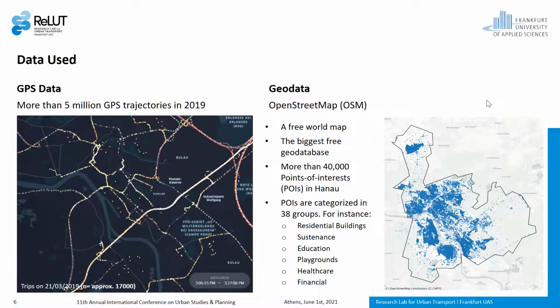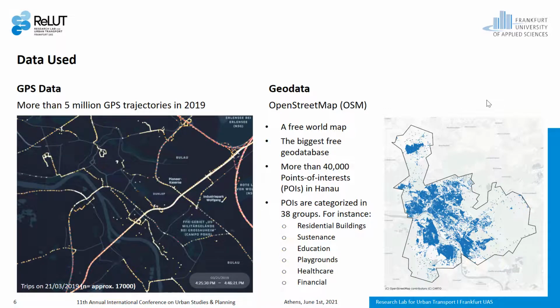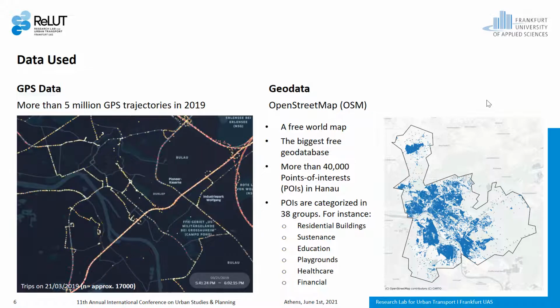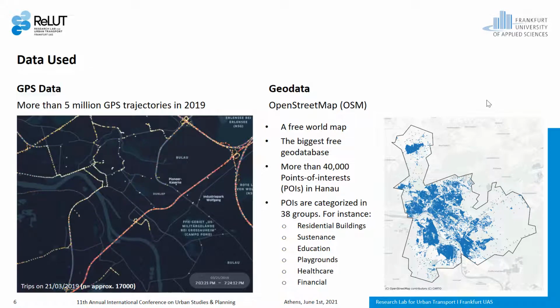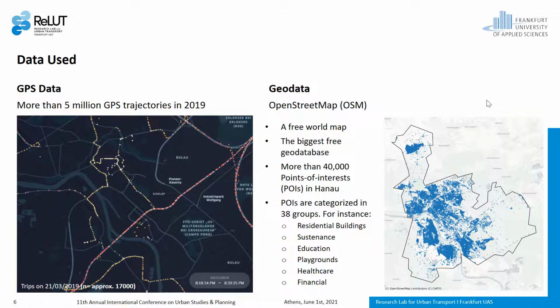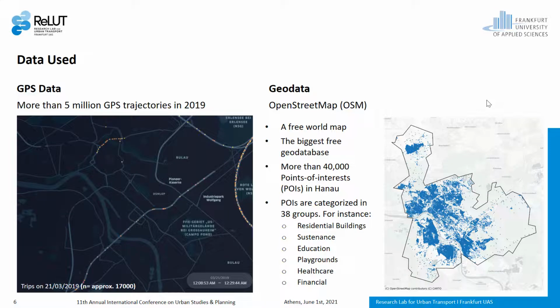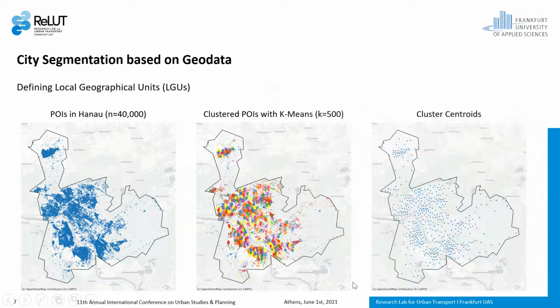Our geodata comes from the OpenStreetMap database. OSM is a free world map that offers the biggest free geodatabase in the world. We extracted most of the information which was available for Hanau, resulting in more than 40,000 points of interest. Using their labels, we categorize POIs into 38 groups, such as residential buildings, sustenance that includes restaurants and bars, education that includes schools and learning institutes, playgrounds, healthcare, financial, and so on.